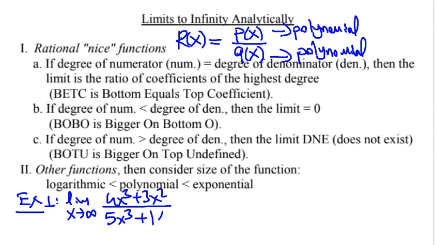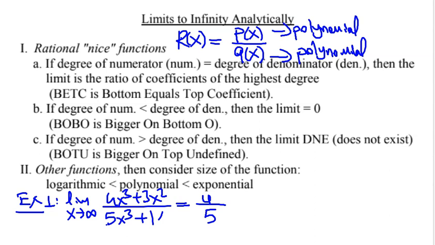So that's why the limit of this function is going to be equal to the ratio of the leading coefficients. The leading coefficient of the top function is 4. The leading coefficient of the bottom function is 5, and this is the limit of this entire rational function. That's the first case.